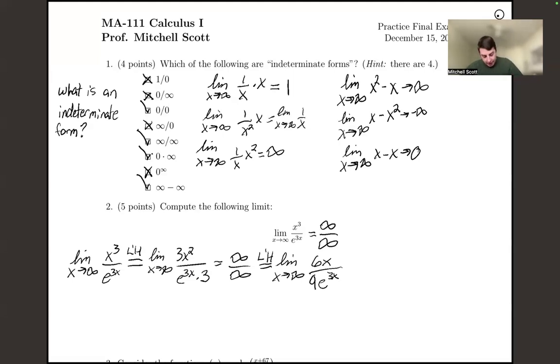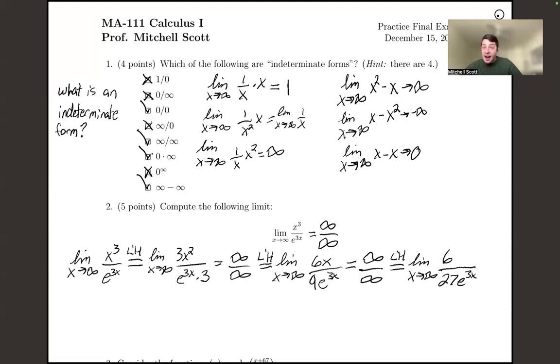And then again, I'm looking at this, I'm plugging it in directly. This is going to go to infinity. This is also going to go to infinity. So I check again. This is a L'Hopital's question. So that means by L'Hopital's rule one more time, hopefully, I end up with the limit as x goes to infinity of 6 over, and then this is going to be 27 e to the 3x.